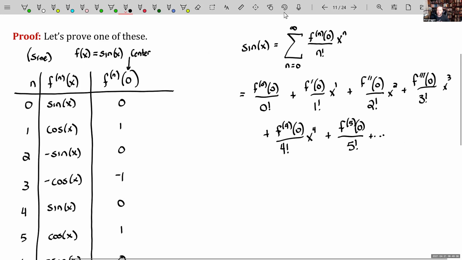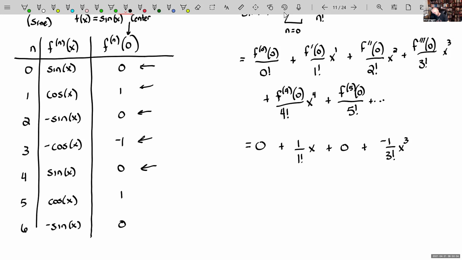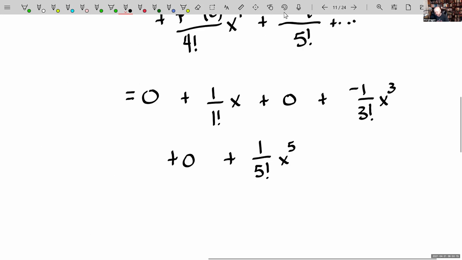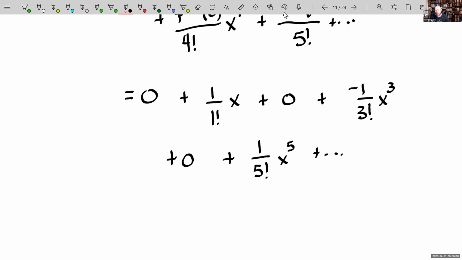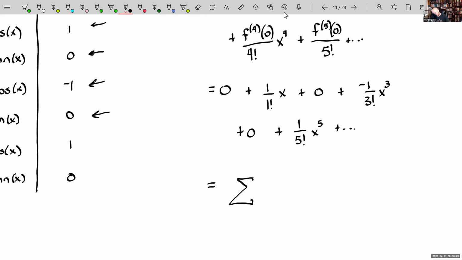All right. Let's steal the information from our table. The zeroth derivative evaluated at zero is zero. The first derivative evaluated at zero is one. The second derivative evaluated at zero is zero. The third derivative evaluated at zero is negative one. The fourth derivative evaluated at zero is zero. The fifth derivative evaluated at zero is one. And so on and so forth. Notice when you expand this polynomial out, all the even powers disappear for our odd function sine, and we're only left with odd powers.